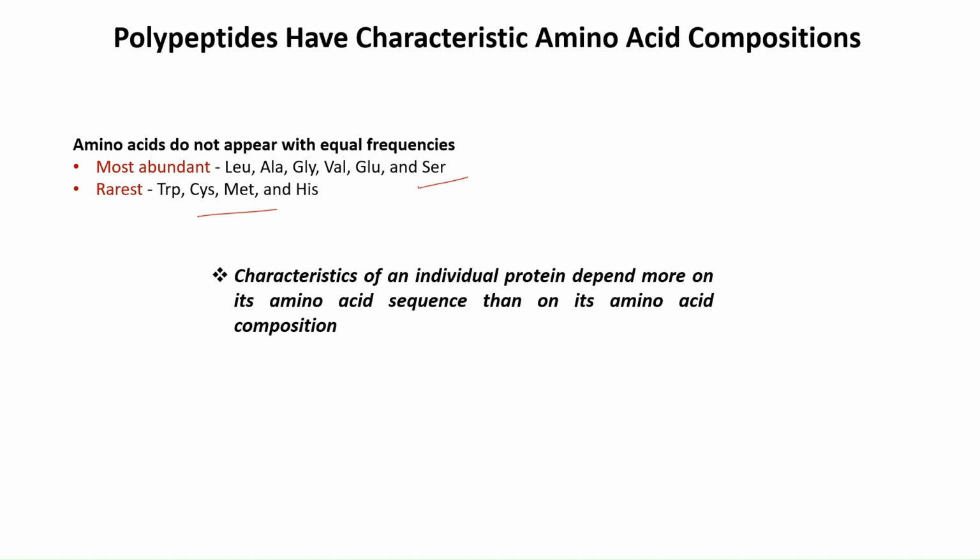One important point to notice: the characteristics of an individual protein depend more on its amino acid sequence than on its amino acid composition. That means the function or the structure of a protein depends more on its amino acid sequence rather than its amino acid composition.